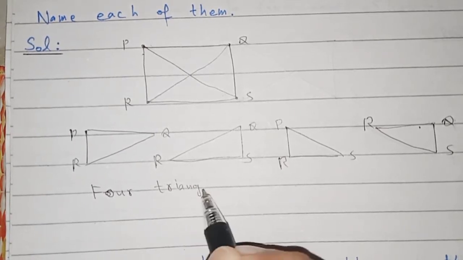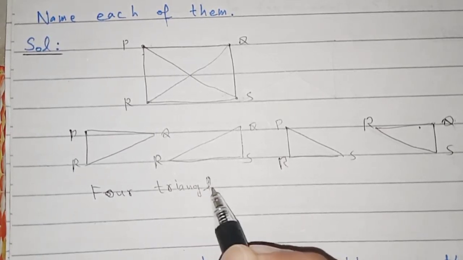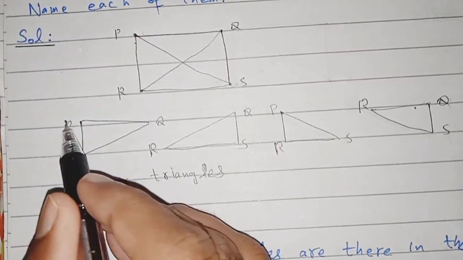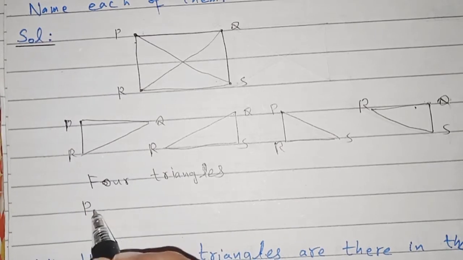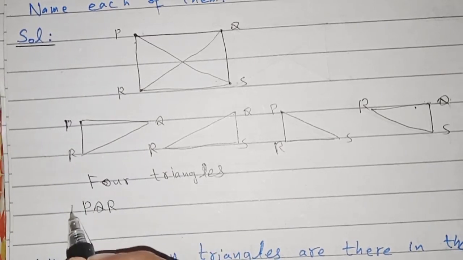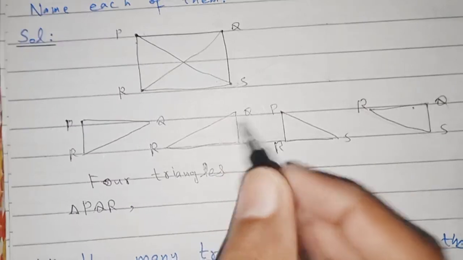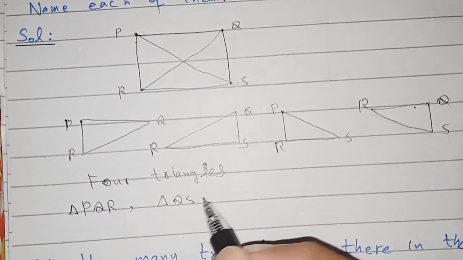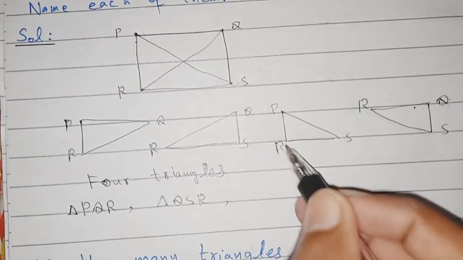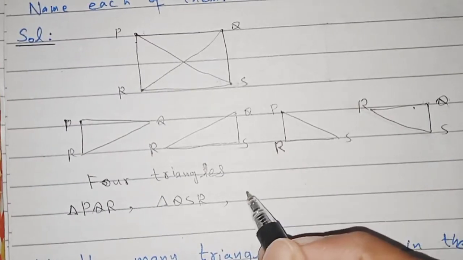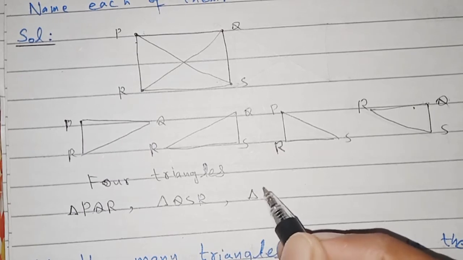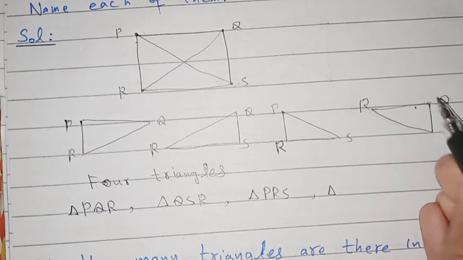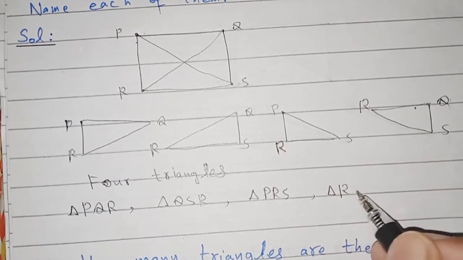Which ones? We have to name them. First one is triangle PQR. Second one is QSR. Third one is PRS, and fourth one is RQS.